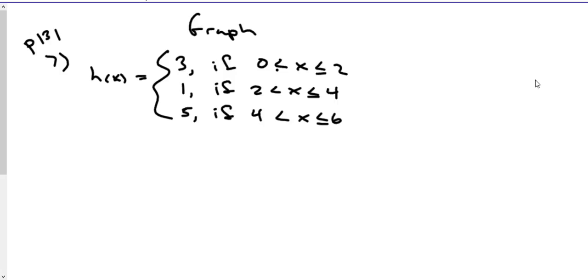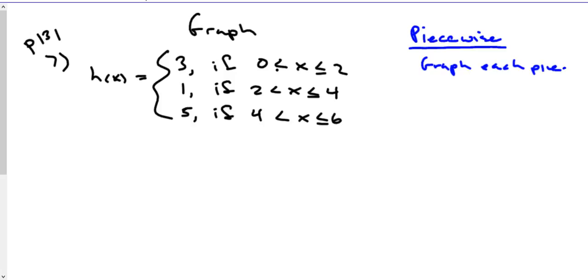Now, the key thing when you're graphing piecewise functions is to graph each piece one by one. Graph each piece individually. That is the key.